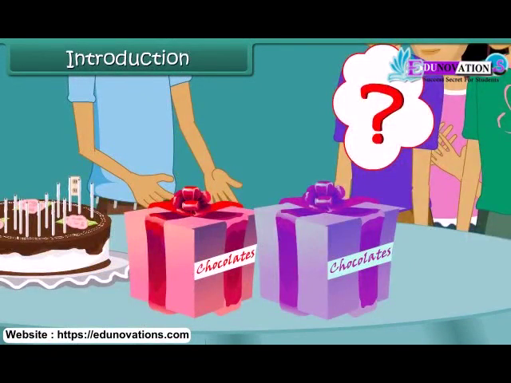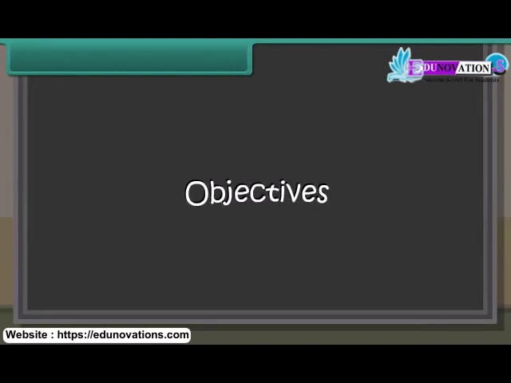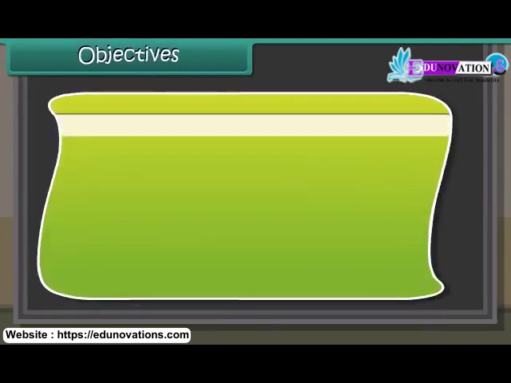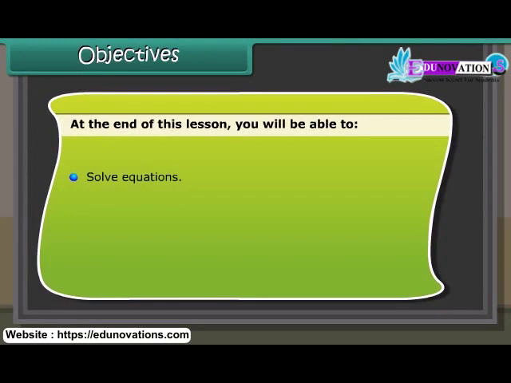In these cases, we use variables for the unknown number of chocolates. By solving the equation formed, we can find the number of chocolates, which is the unknown. Objectives. At the end of this lesson, you'll be able to solve equations and apply them to problems involving lengths and distances.